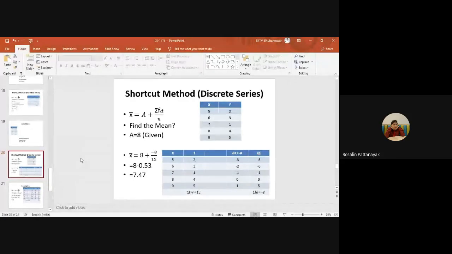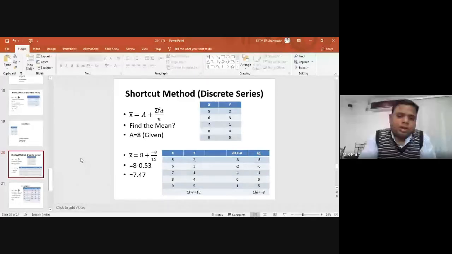In case of your online exam or offline exam, that value of a is already provided in your questions. Without that value, it cannot be performed to calculate in this particular numerical method. Clear? So moving to the next one.